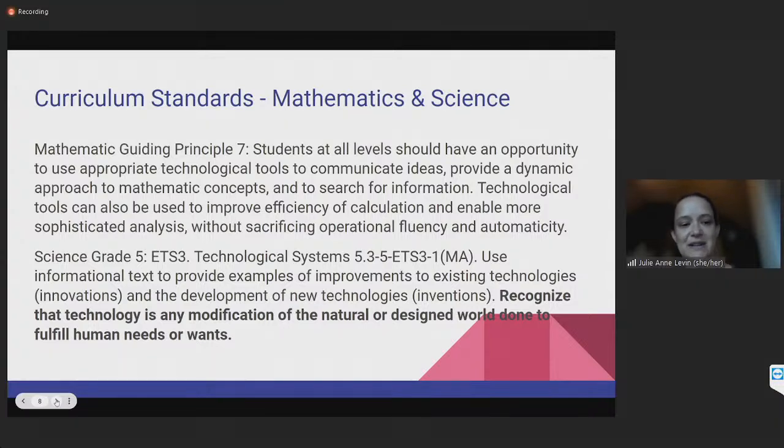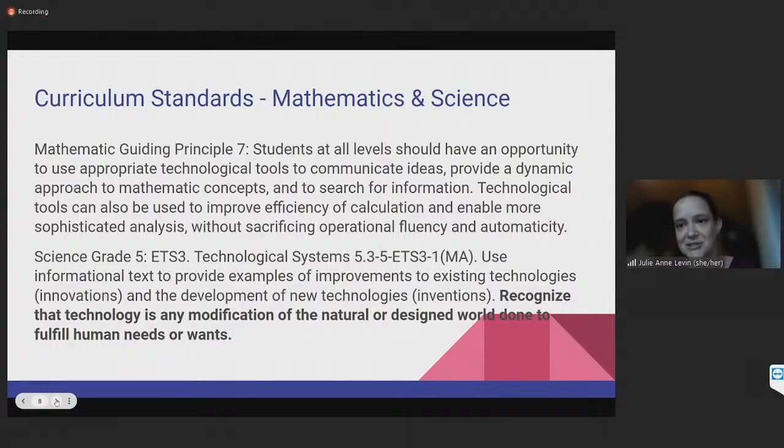And I included the science grade 5 standard as well, because this is the one place in the standards where I feel technology is defined really well. So I put it on the slide there. Recognize that technology is any modification of the natural or designed world done to fulfill human needs or wants, right? The wheel is technology. So when we're talking about technology, we're talking about so many broad aspects of our everyday lives. And again, from pre-K to 12, this happens in so many ways, embedded right in the curriculum.